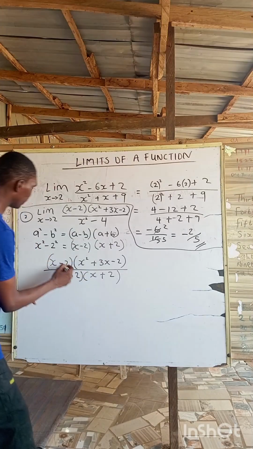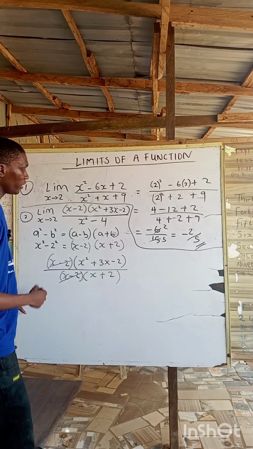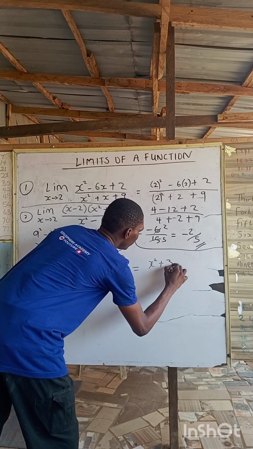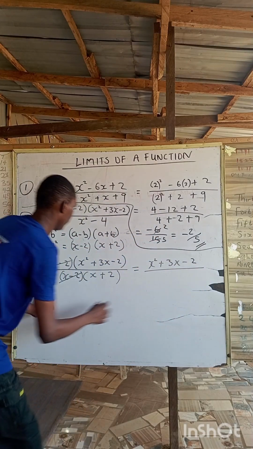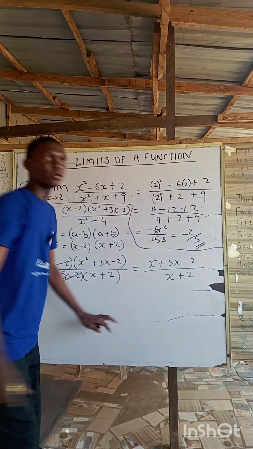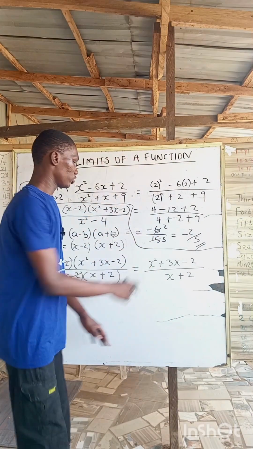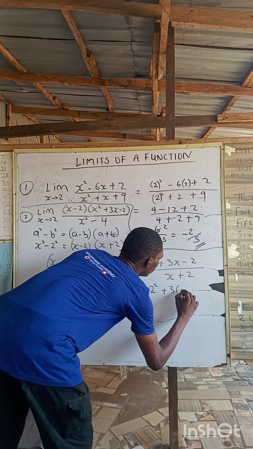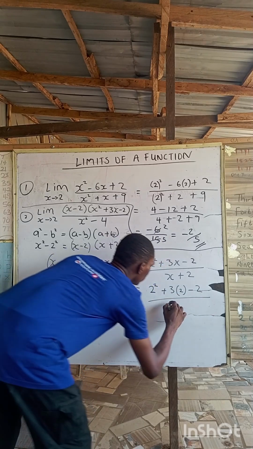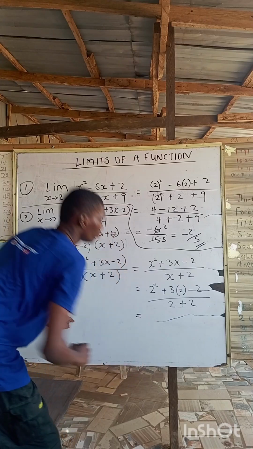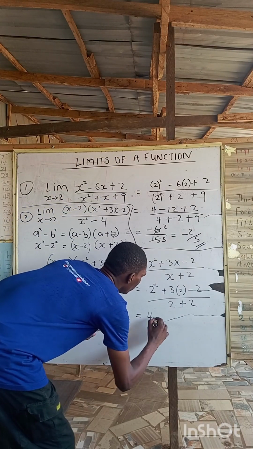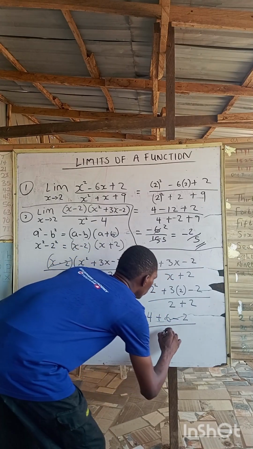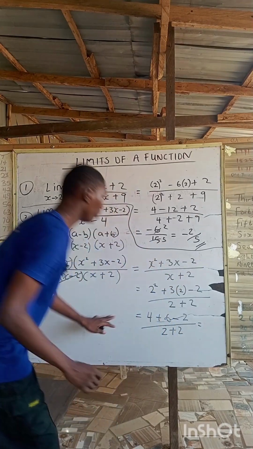We've inputted this into the given function, so we can now cancel x minus 2. When x minus 2 cancels x minus 2, we are left with x squared plus 3x minus 2 over x plus 2. Now let's substitute 2 into the given function. That is 2 squared plus 3 times 2 minus 2, over 2 plus 2. 2 squared is 4, so 4 plus 6 minus 2 over 2 plus 2, which is 4.